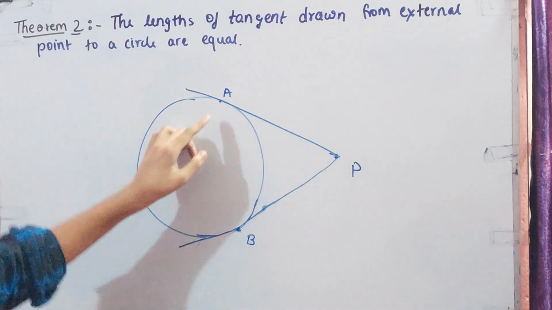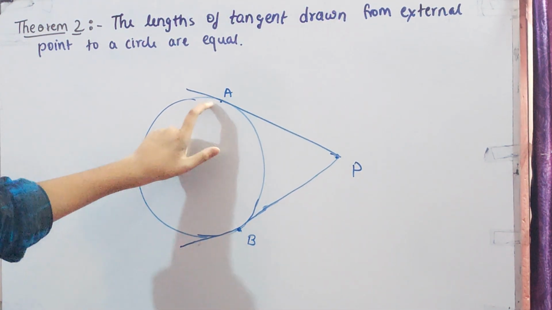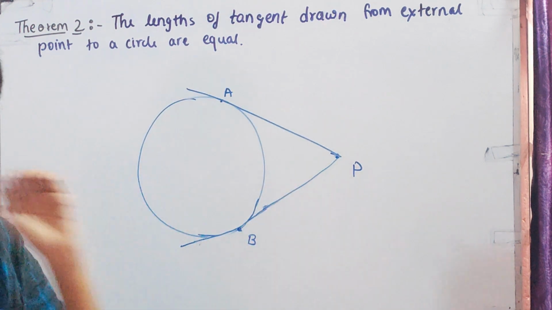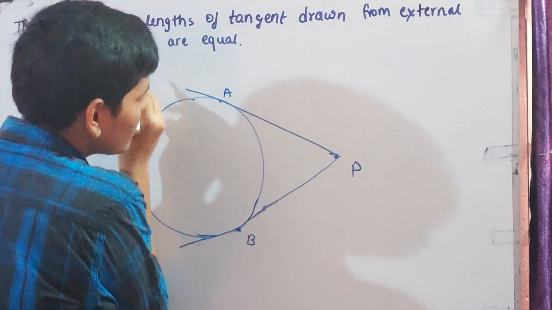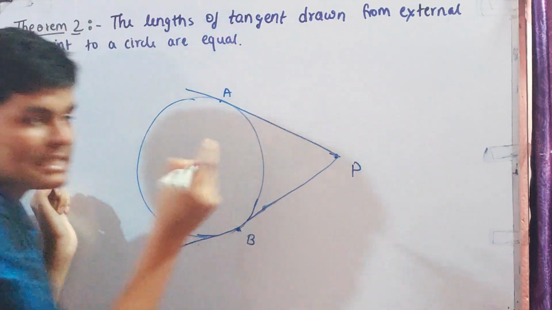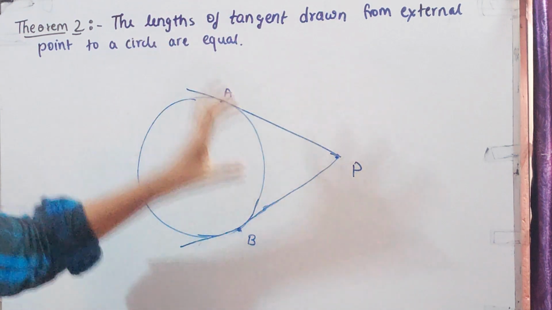Now many people think that this tangent is touching the circle at this much long distance. Does it mean that it is more than one point? No. If a tangent is touching a circle and it is crossing it, then we consider everything as a single point. What I mean to say is, a tangent touches the circle at only a single point.